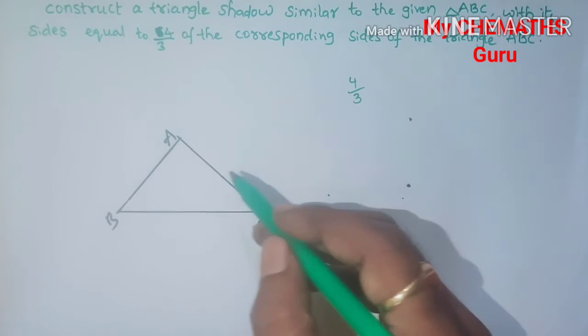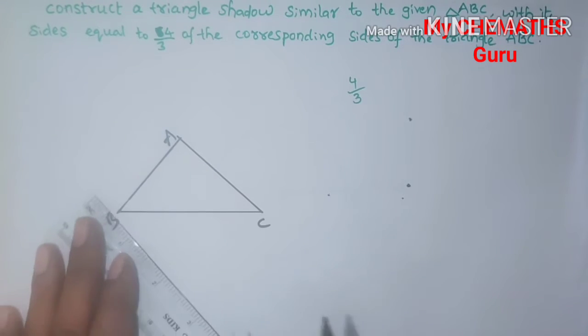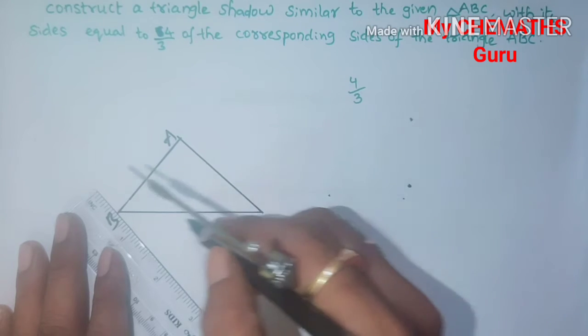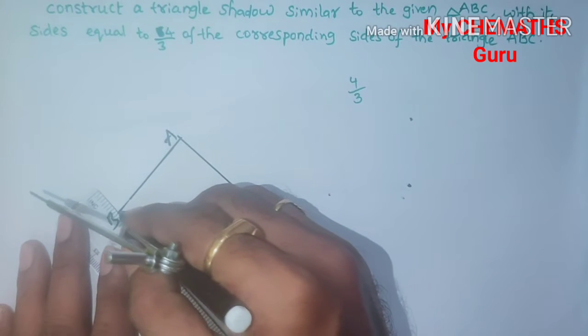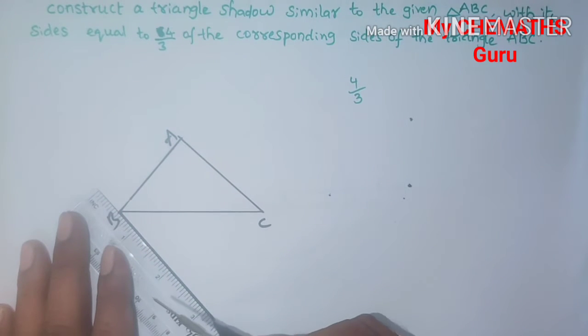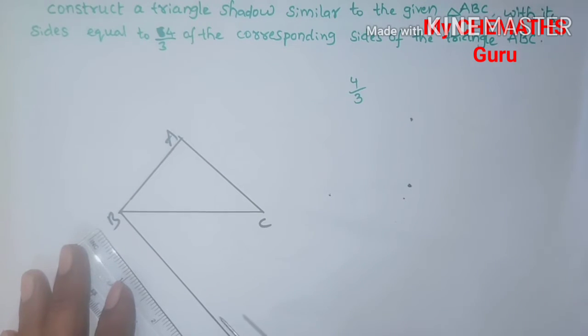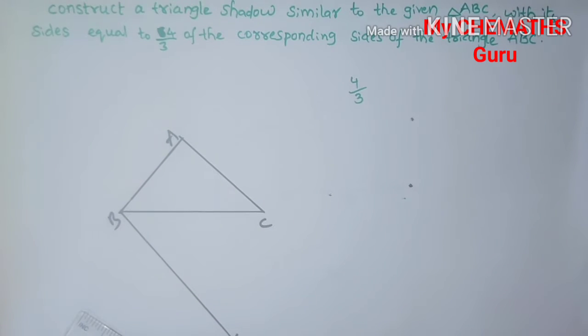So now, after drawing triangle ABC, draw a ray BX making an acute angle with BC. Draw a ray BX through B with some acute angle. What is the meaning of acute angle? Below 90, above 0.